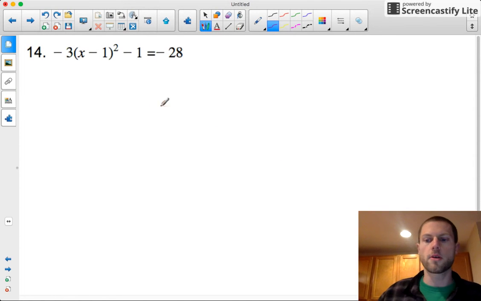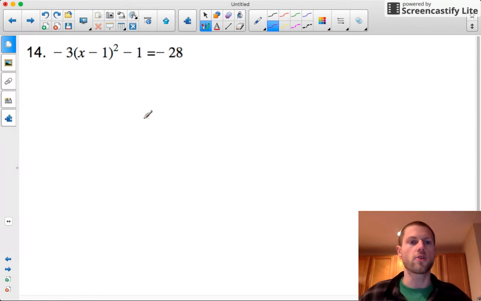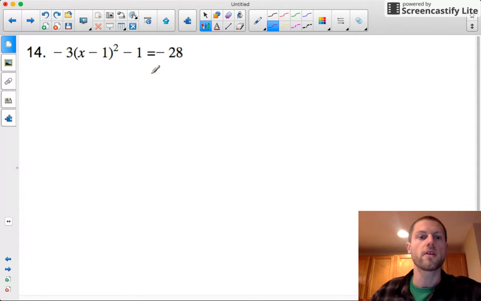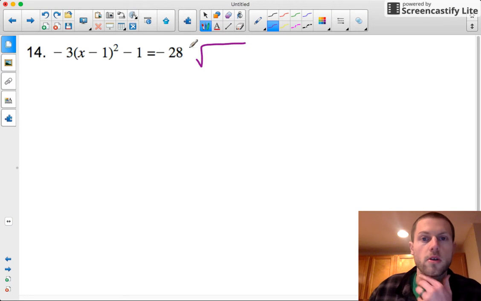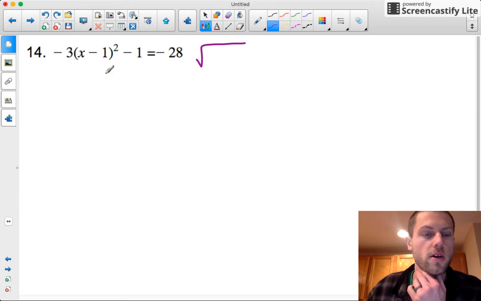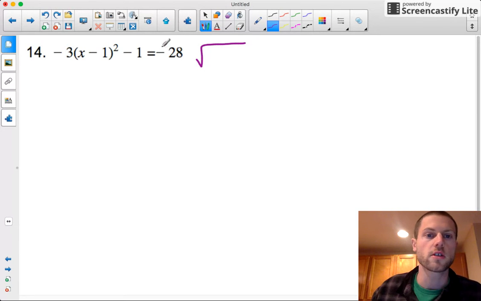Alrighty, in this problem here, we are going to be solving this quadratic equation using the square root method. The reason I know that we want to use the square root method, probably the best reason, is because I have this thing that kind of looks like vertex form. I have my x inside of these parentheses, and this quantity is being squared. The only way that I'm going to get the x by itself is if I end up square rooting this quantity.